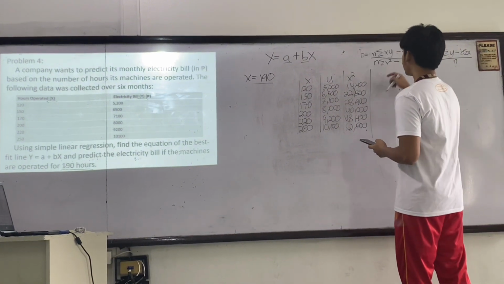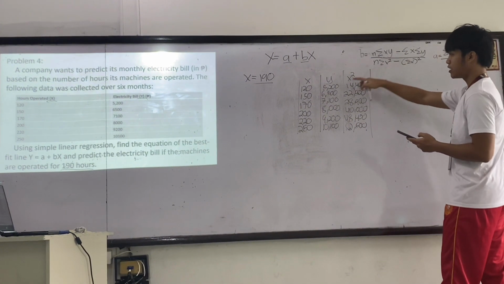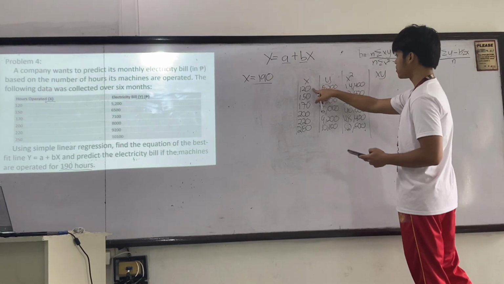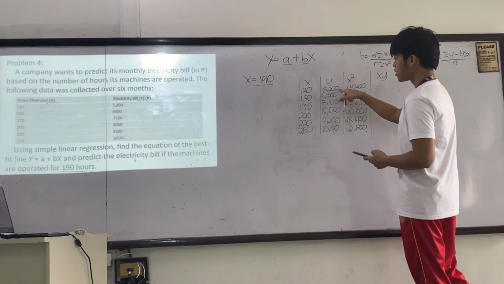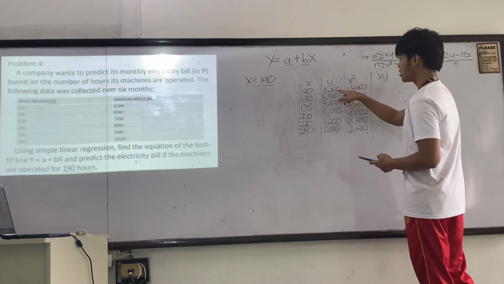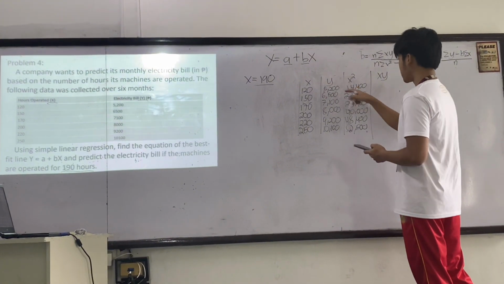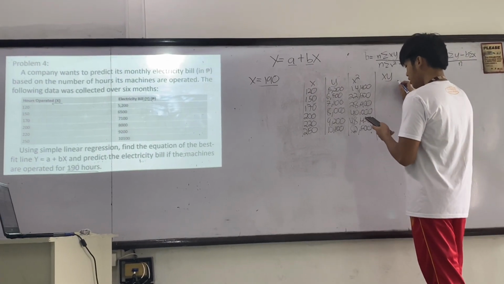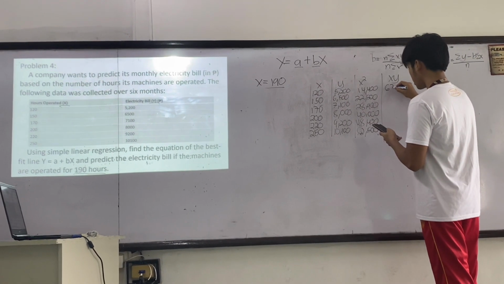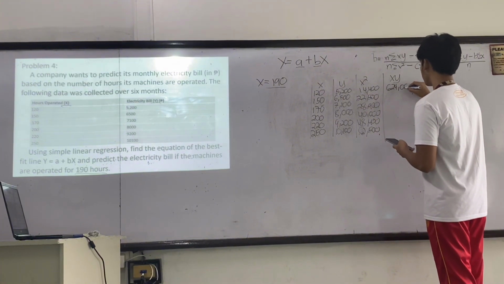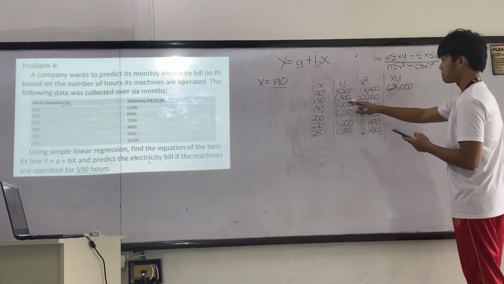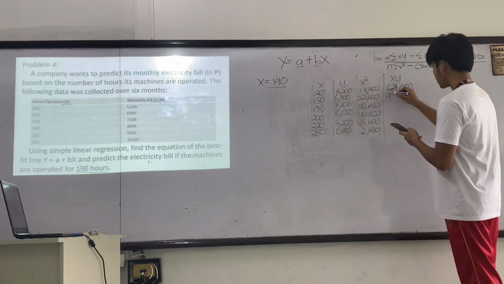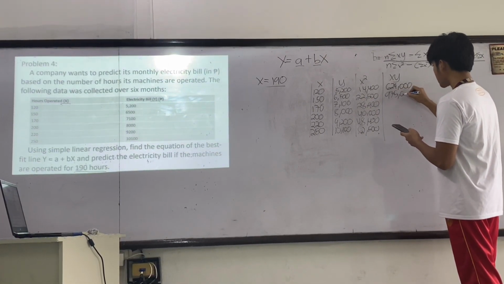We will also need to get the XY. So we will just multiply X to Y. So 120 times 5,200 will be 624,000, and 150 times 6,500 will be 975,000.